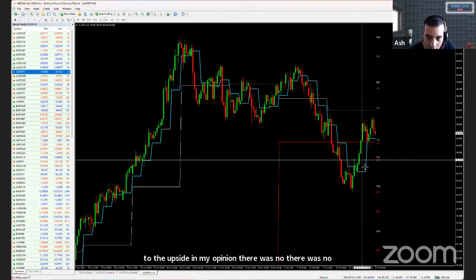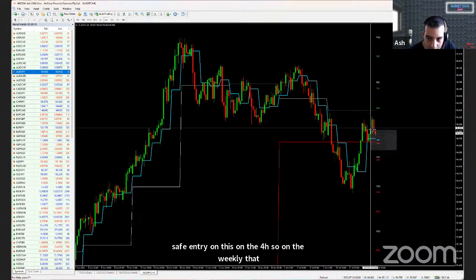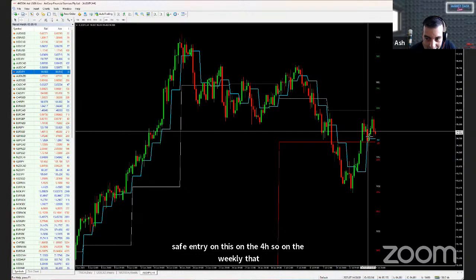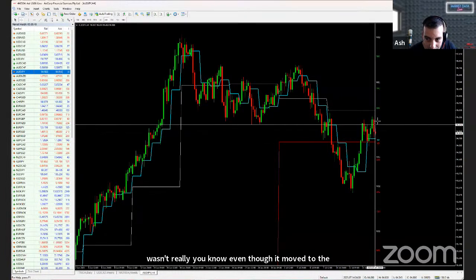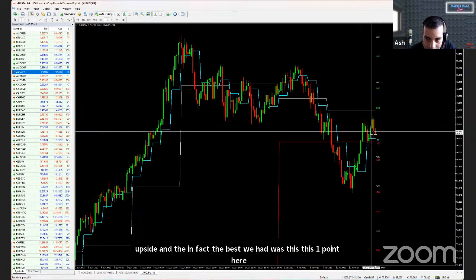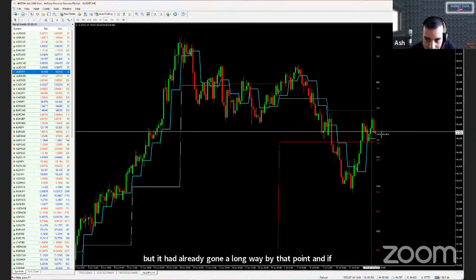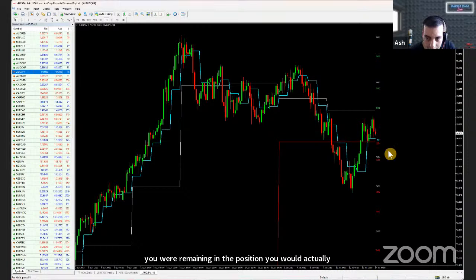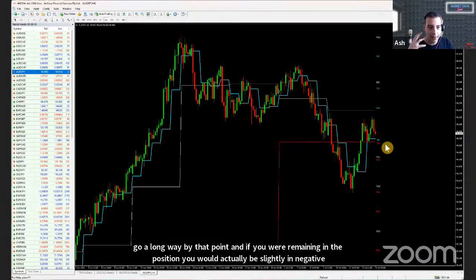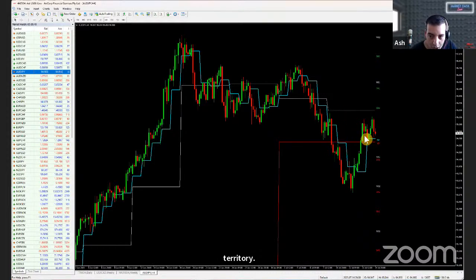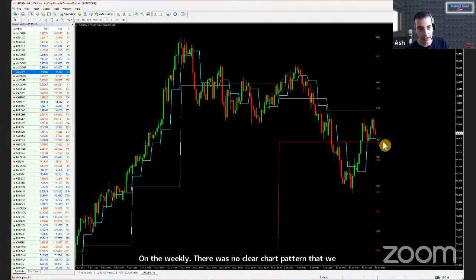So on the weekly, even though it moved to the upside, the best we had was this one point here, but it had already gone a long way by that point. And if you were remaining in the position, you would actually be slightly in negative territory. So even though the Aussie yen was long on the weekly, there was no clear chart pattern that we could have traded. So that would have just been one of those things. We don't get to trade it long. We don't get to trade it short. We're actually safe in the market.